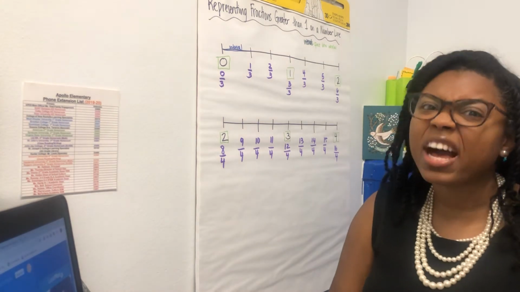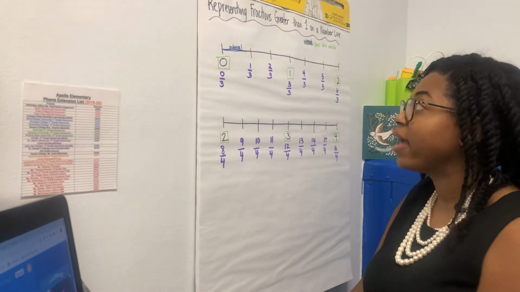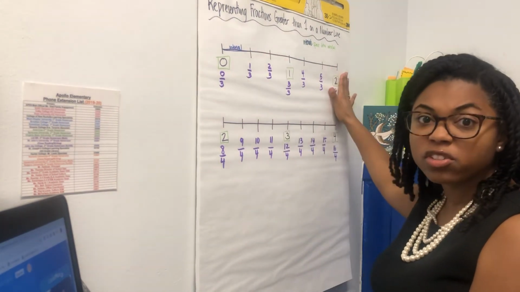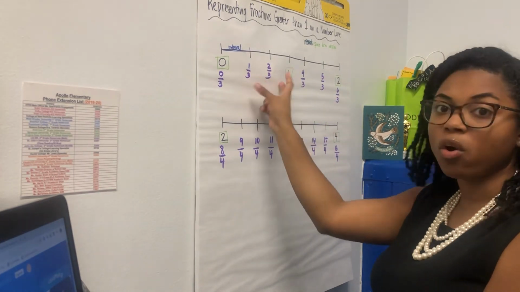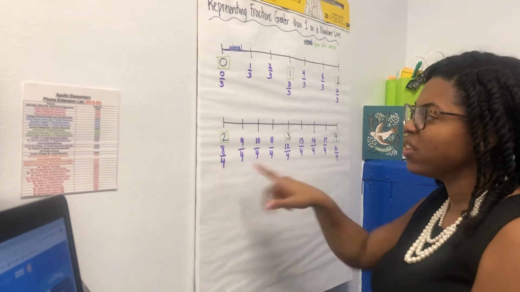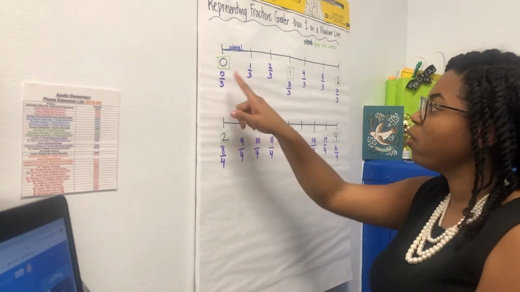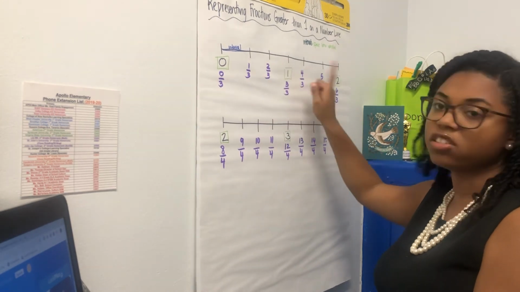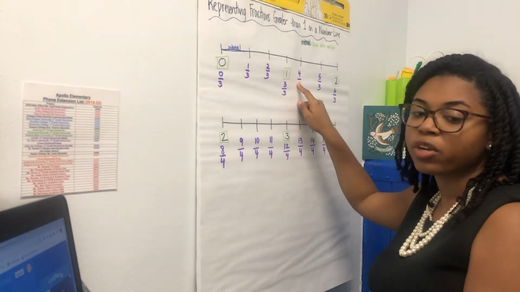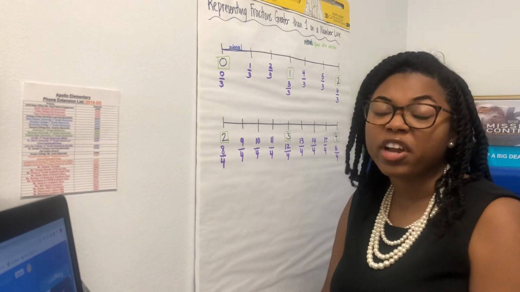Typically what we see in class, if kids struggle to do this, they count all the intervals on the number line to figure out the denominator instead of counting the intervals in one whole. And sometimes they even skip the whole numbers. They would go 0 thirds, 1 third, 2 thirds, skip 1. This is 3 thirds.